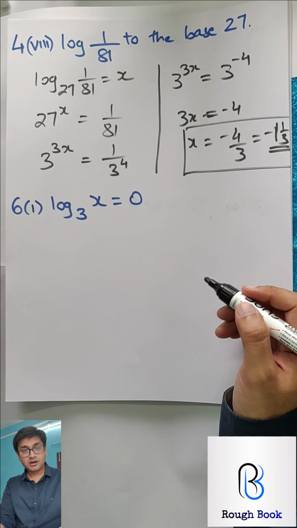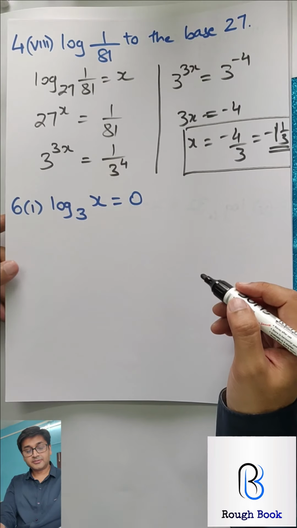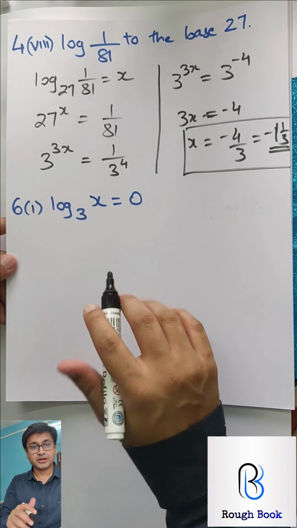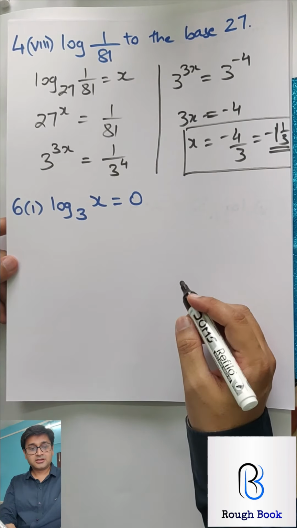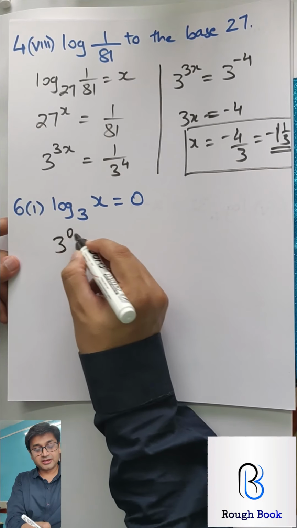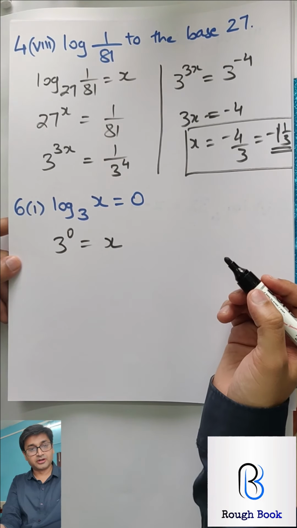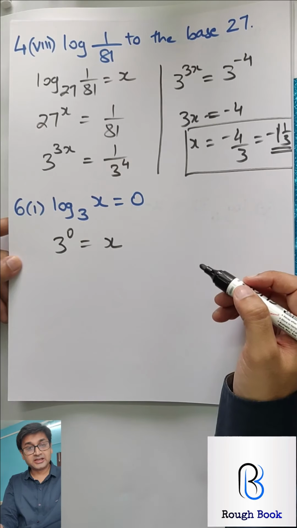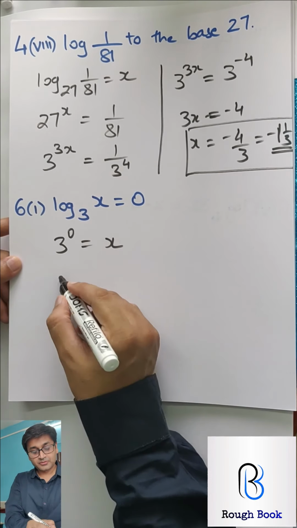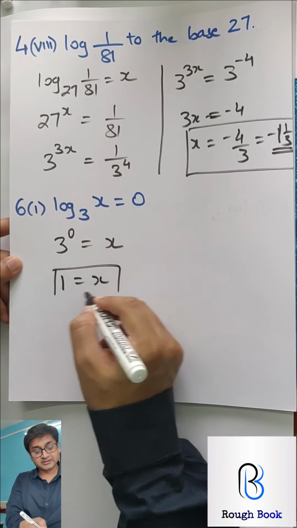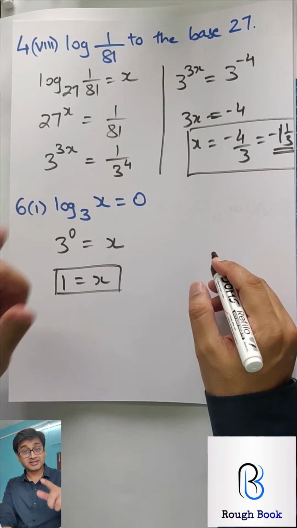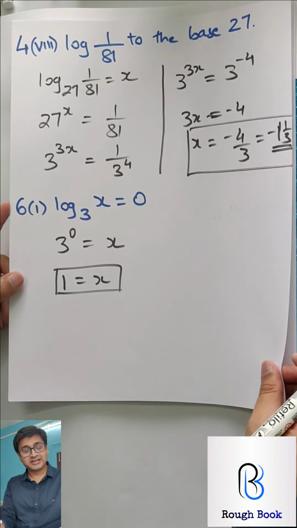6 part 1. Pause, get it, and then only come back. It's very simple. If you don't get this, what to say? So 3 raised to 0 equals x, converted to exponential form. Anything raised to 0 is 1. So 1 is equal to x. That's it. You don't trust me? It's correct. And that's it.